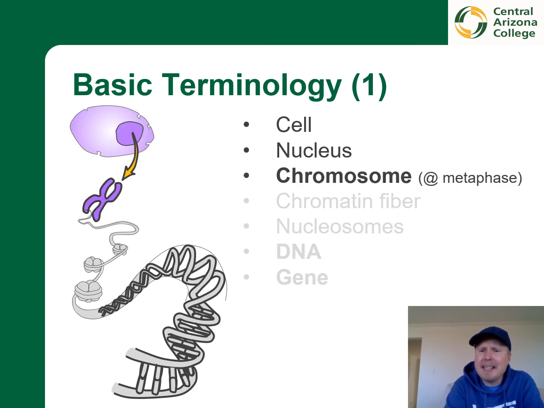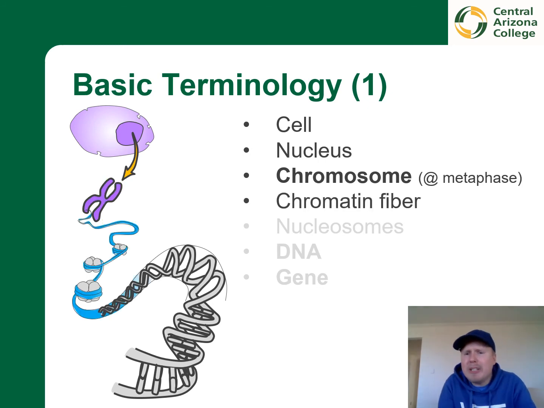And we might have seen this X or H-shaped structure before. And this is, of course, a chromosome. Chromosomes are DNA that has condensed and wrapped up into this X or H-shaped structure. And we see this during a particular stage of the cell cycle, a phase called metaphase. We will discuss these phases in a bit.